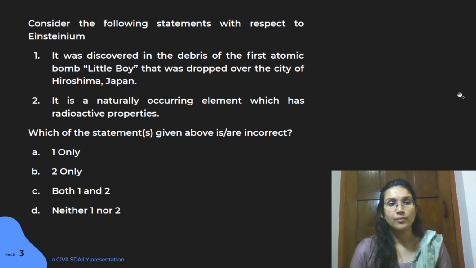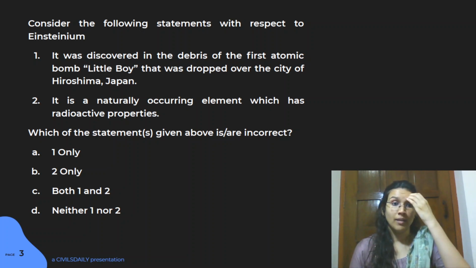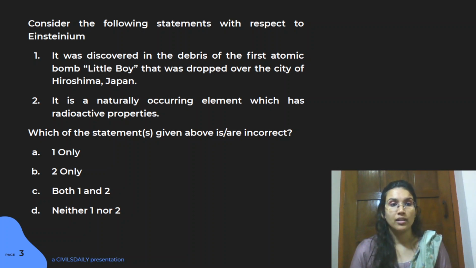Now Einsteinium is not a naturally occurring element, right? I don't think you've seen this particular element when you go through the normal naturally occurring elements and their list. You never come across such an element, and I think this can be covered from your NCERTs, which you do till 10th. So by that knowledge you can easily eliminate your second statement, that no, it's not naturally occurring.